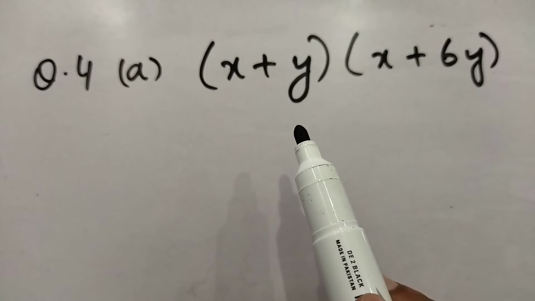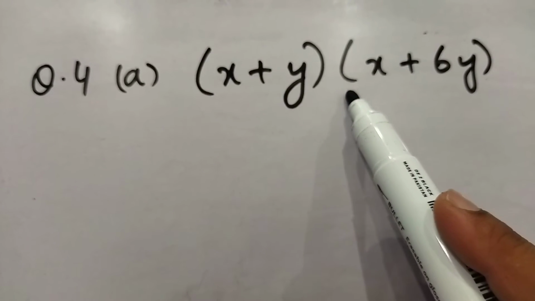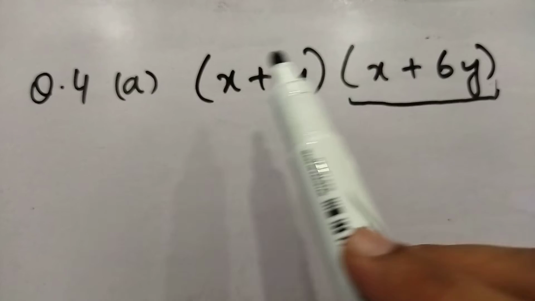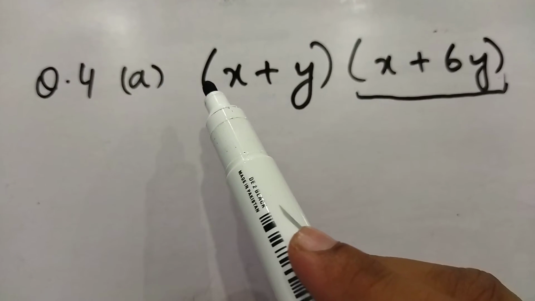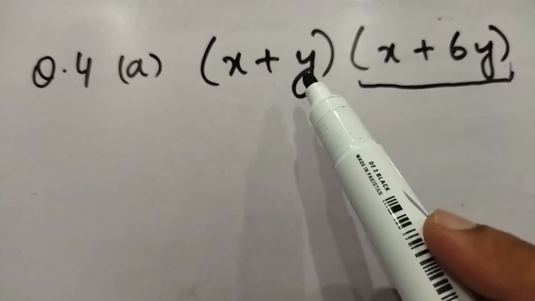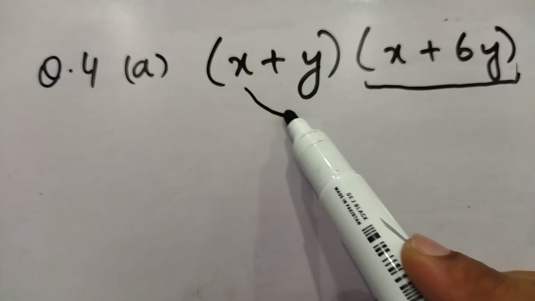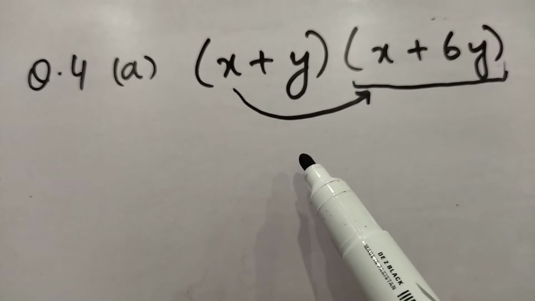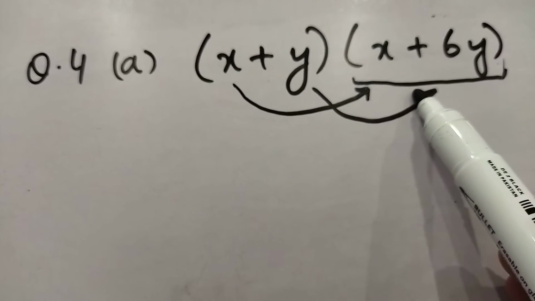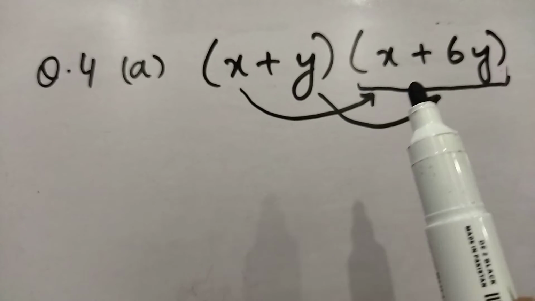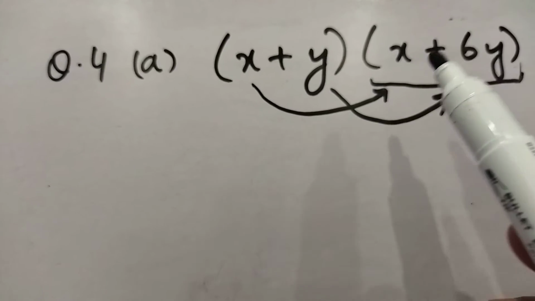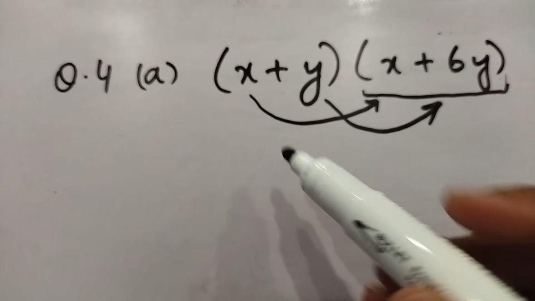So what we are going to do is we are going to multiply the term in the second bracket completely with the first term in the first bracket and then with the second term in the first bracket. How? First, we are going to multiply this x with this term completely, x plus 6y, and then we are going to multiply y with this term, x plus 6y. This is the way how we have to expand this when we have two brackets, each having more than one variable, right?